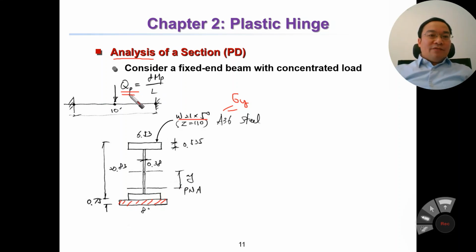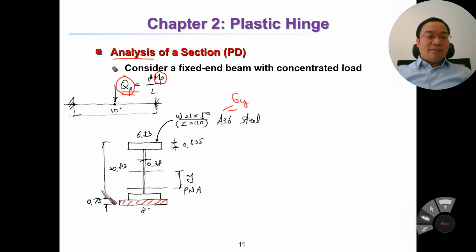Actually we have QP equal to 8 MP over L for this beam. Okay, so QP is a function of MP. So for analysis, to determine QP, it means we have to determine MP. So the problem now is how to determine MP, and I already introduced how to determine MP.